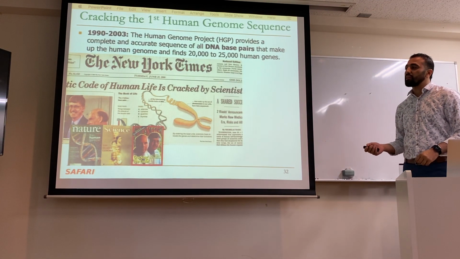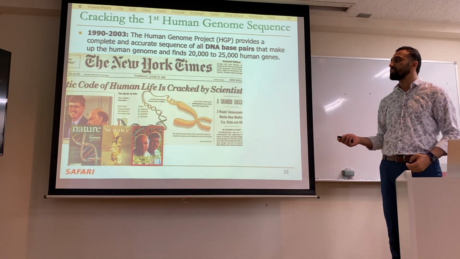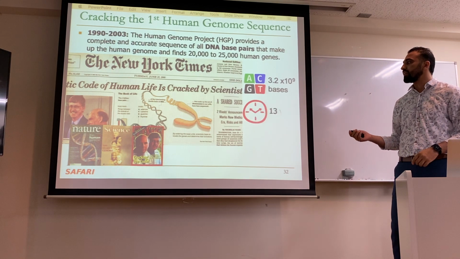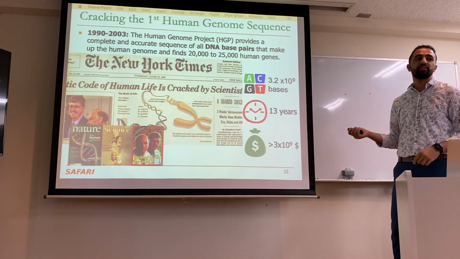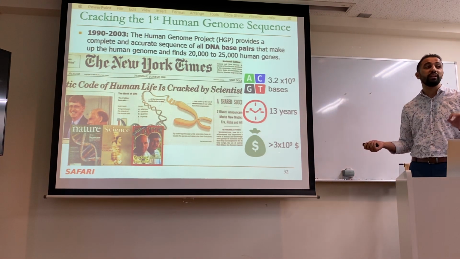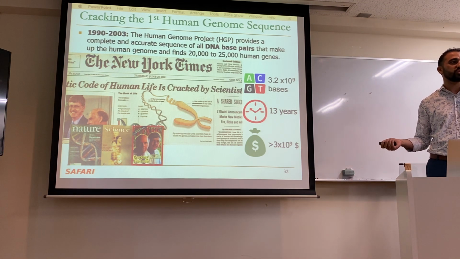We could crack the first copy, the first sequence of our human genome, in 2003, and later on we got an updated version of it, but that cost us a lot. It took us 13 years to produce the first copy, and it cost us around $3 billion. So you can think about it: every character we read from our genome cost us $1.